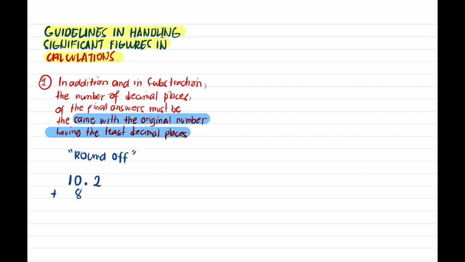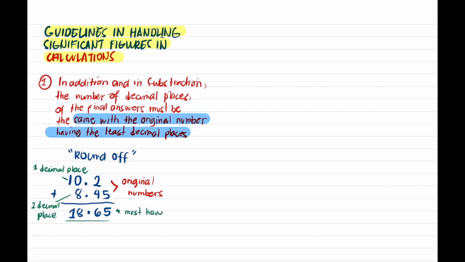Halimbawa, 10.2 plus 8.45, the answer is 18.65. Yung 10.2 and 8.45 ang ating original numbers. So sa dalawang original numbers, ang 10.2 ang may least number of decimal place, which is only 1 decimal place. So dapat, isa lang din ang decimal place sa iyong final answer. So i-round off natin up to 1 decimal place and the result will be 18.7. Dapat knowledgeable na rin kayo sa rounding off numbers.